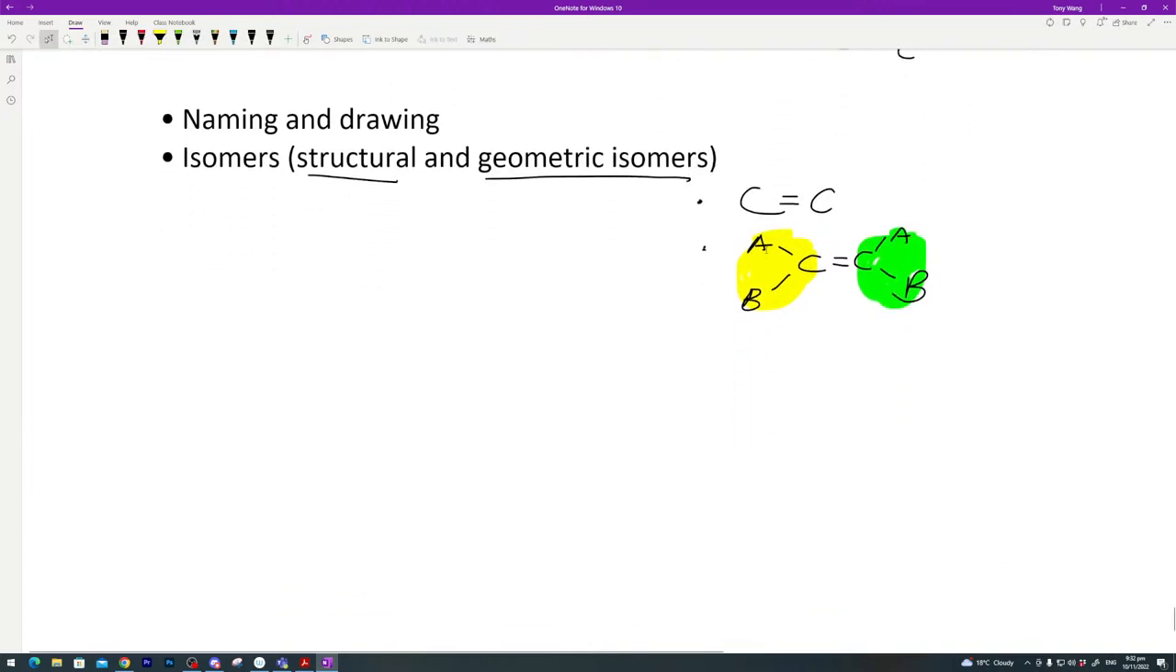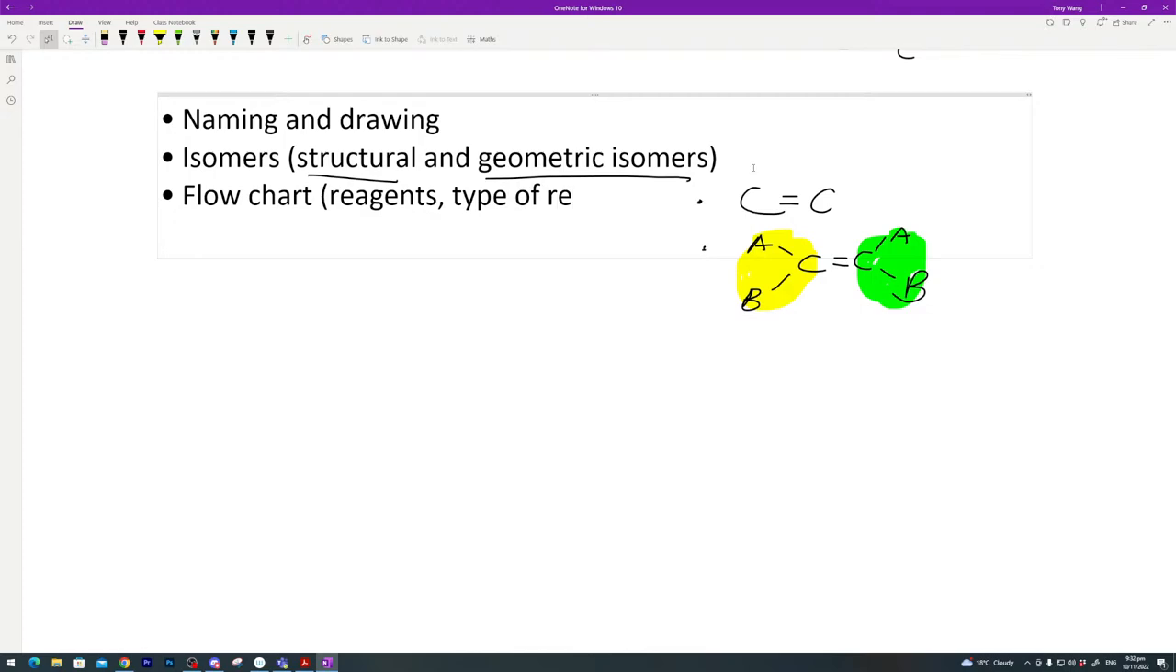Once we've done cis and trans isomers, obviously you have the flow chart. You just need to know the flow chart. You need to know the reagents, and the type of reaction as well. After that, you need to know the distinguishing tests. What do you use in each scenario?